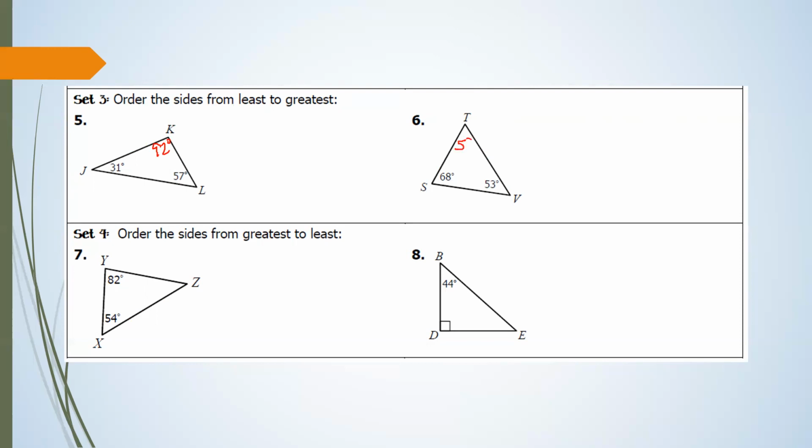Angle T is 59 degrees. Angle Z is 44 degrees. And angle E is 46 degrees. Now that makes ordering these so much easier. The least to greatest says look for your smallest angle. That's going to be across from the smallest side. So KL is the shortest side here. My medium angle will be across from the medium side, JK. And the largest angle, 92, will be across from the longest side.